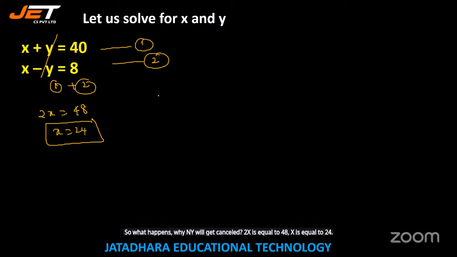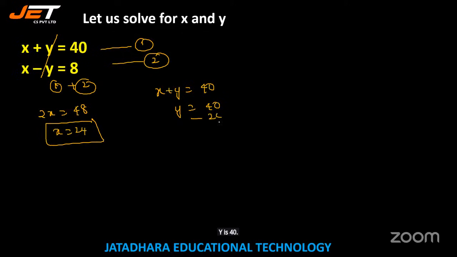All right. So we have x plus y is 40, y is 40 minus 24. So which is 16, isn't it? So if you do x minus y, you get 8. So your answer is right. All right. So let's see how many of you have given me the answers.